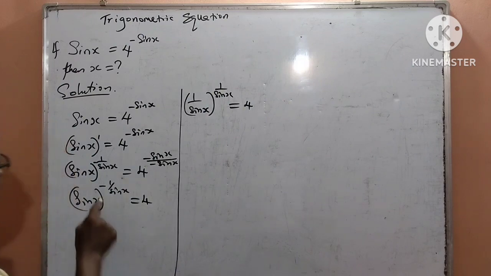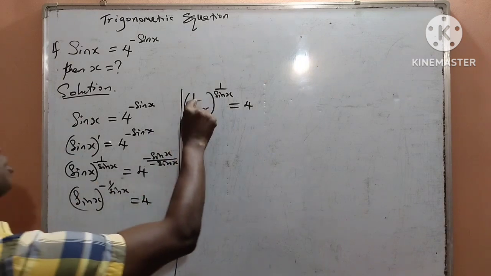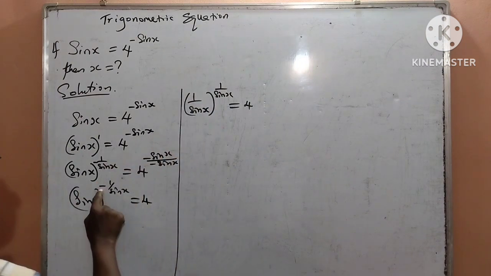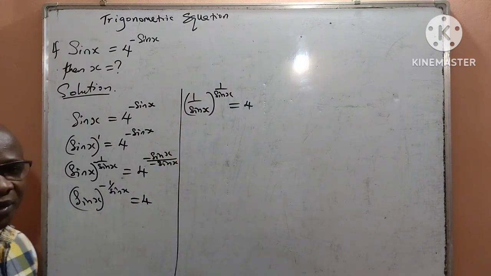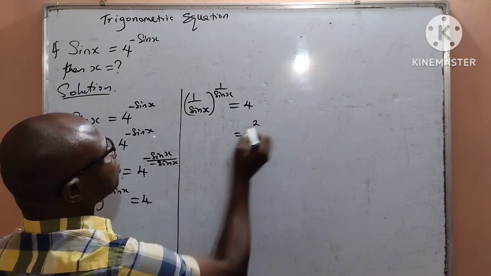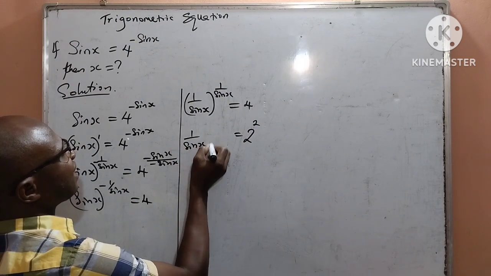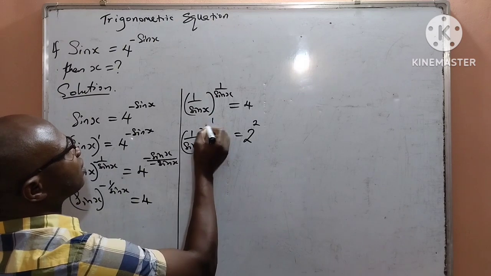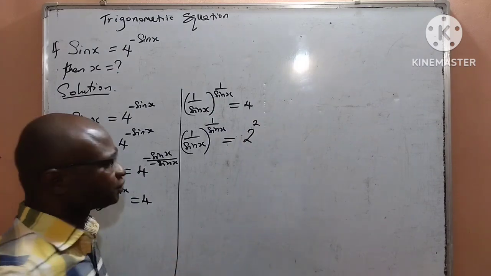What have I done? I have cleared the negative sign to become positive by taking the reciprocal of the base, which is inside the bracket, and it becomes 1 over sine x, thereby getting rid of the negative sign at the exponent part. So this is what I have. You can also agree with me that 4 can be written as 2 to the power of 2. And on the left hand side, I still have 1 over sine x, everything to the power of 1 over sine x, equal to 2 to the power of 2.